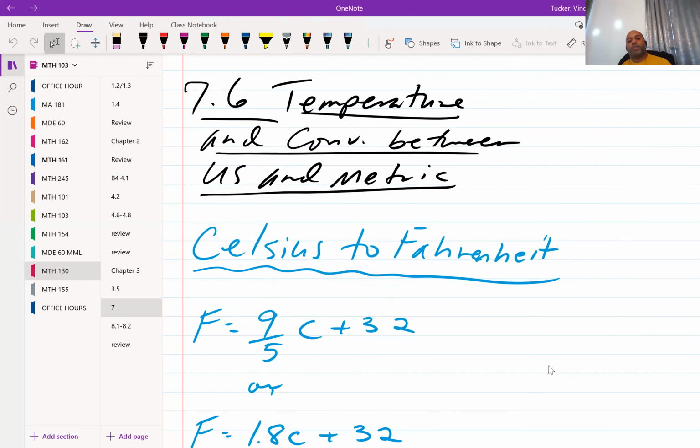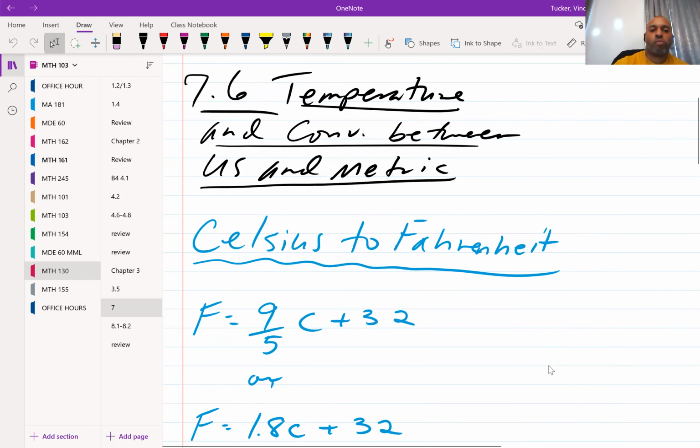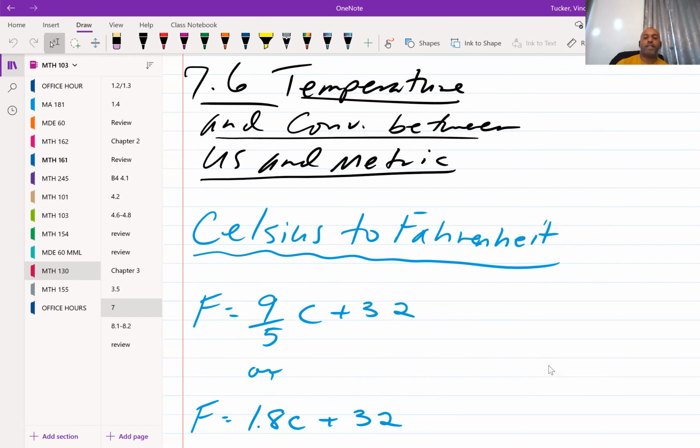So we have Celsius to Fahrenheit. That's F equals 9/5 times C plus 32, or 1.8 C plus 32. I said times 32, I mean plus 32. Sorry about that. That 9 divided by 5 is 1.8 as a decimal. It's the same formula. If you're starting off with Celsius, you plug it in for C, do the calculation, and convert it to Fahrenheit.